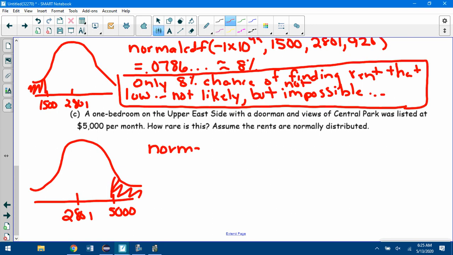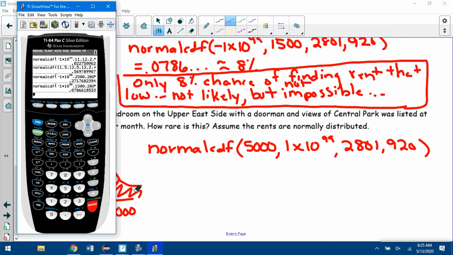So let's check normal CDF. This time my lower is 5,000. My upper would be 1 times 10 to the 99th with a mean of 2801 and a standard deviation of 920. So one final time, 5,000, infinity, with a mean of 2801, standard deviation of 920, 0.008419.